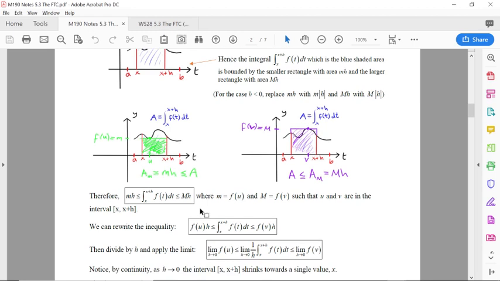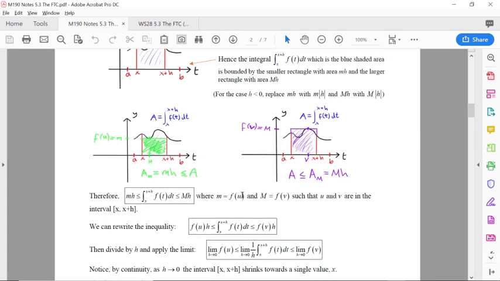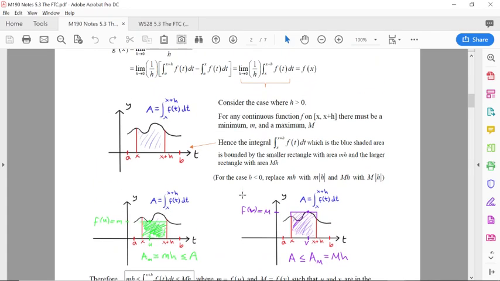Now we might note that something that we can do is divide all of these quantities by h in order to get 1 over h, in the middle, 1 over h times our integral. Why is that useful? Because 1 over h times our integral is exactly what we were trying to take the limit of above as h goes to 0.